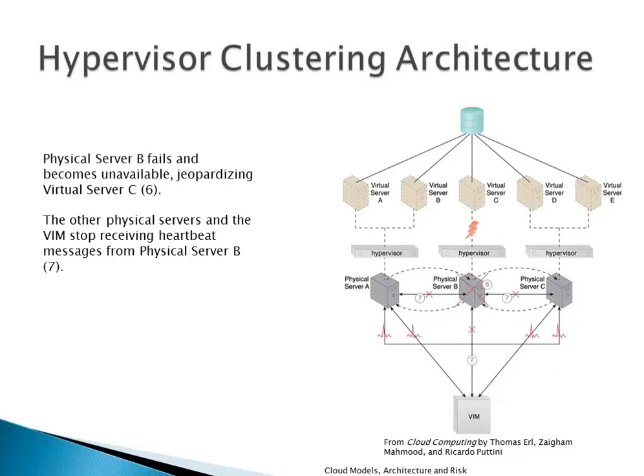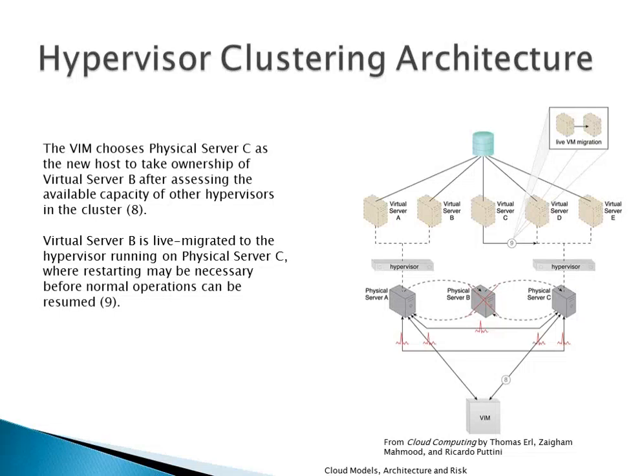However, if server B fails or becomes unavailable, this would normally mean that the virtual server C above it would drop. Here what we've found is that A and C are no longer getting a heartbeat from B. So the Vim says, okay, physical server C now will be the new host, and having assessed the capacity, it makes the call to move the VM C to physical server C.